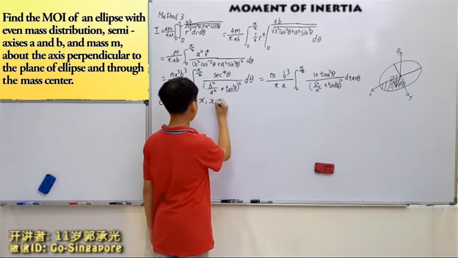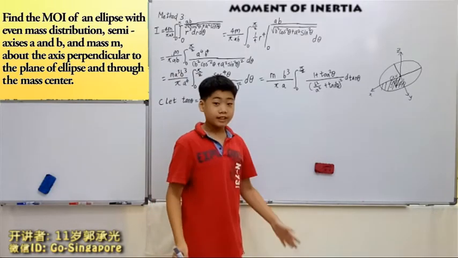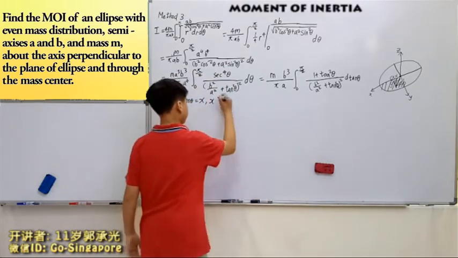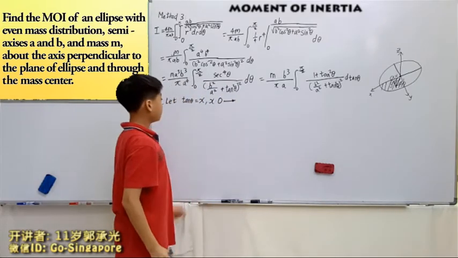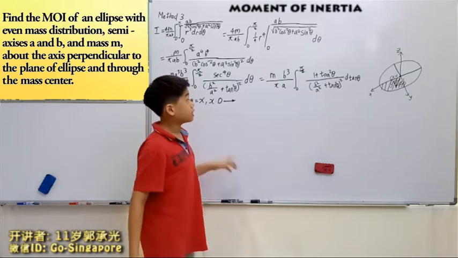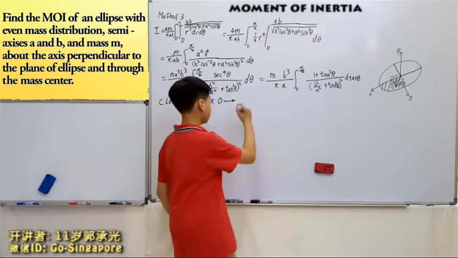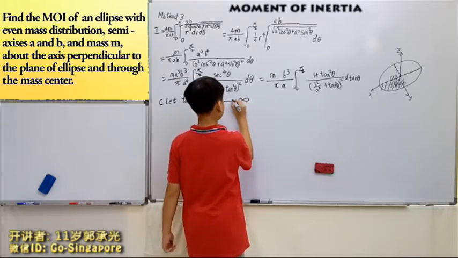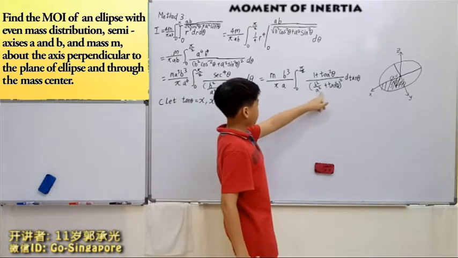Now what is the range for x? Let's see. When theta is 0, tangent 0 is 0. Then when theta is half pi, you sub in half pi, tangent half pi is infinity. So you'll get 0 to infinity. Then how about this fraction there?